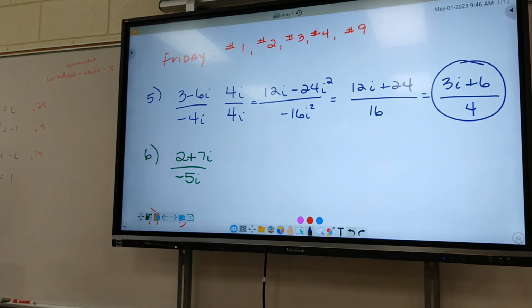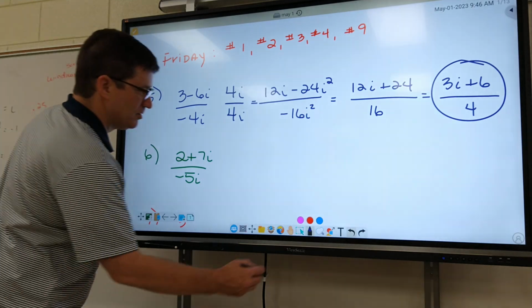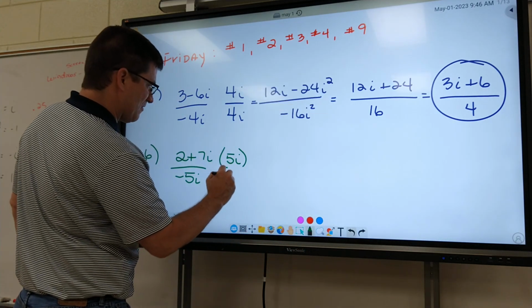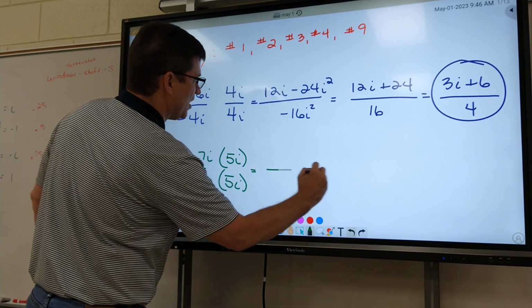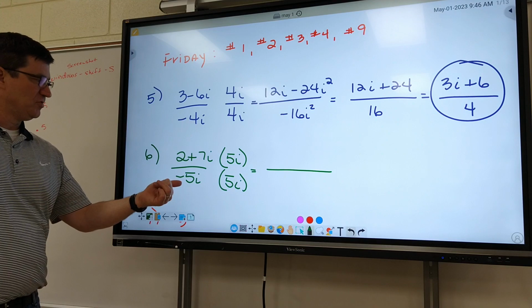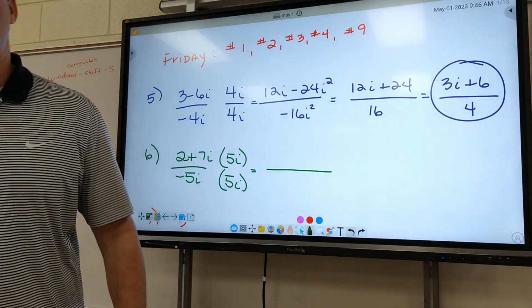All right, anybody have a question on number 5? All right, number 6, exactly like number 5. You guys should be able to do it. What's our conjugate going to be that we have to multiply both sides by on number 6? Positive 5i. Good. So I got 5i times 5i. Let's give y'all a chance to do it from there. And if you're watching this on YouTube, remember you can't have an i on the bottom. That's why you have to multiply both sides by the conjugate.